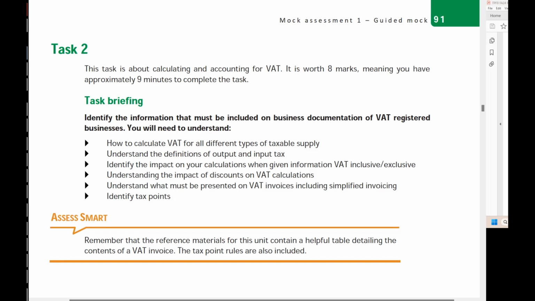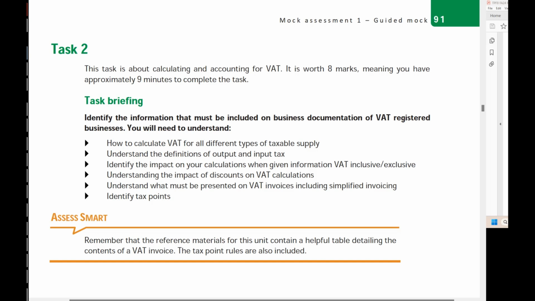Understanding the calculations and how to get from a VAT inclusive and exclusive amount based on all sorts of different taxable supplies, so standard rated, reduced rated, and so on. Understand how to deal with discounts, understand VAT invoices and what needs to be included on those, and also understanding a simplified invoice and how that differs from a full invoice. Also tax points pop up here. So quite a lot, but also some great resources in the reference material for this one.